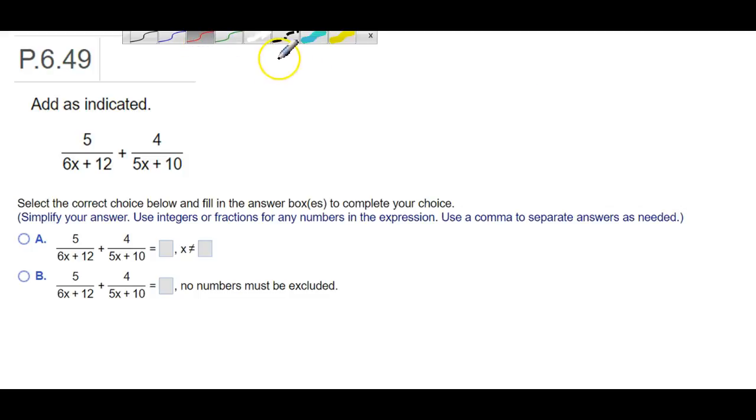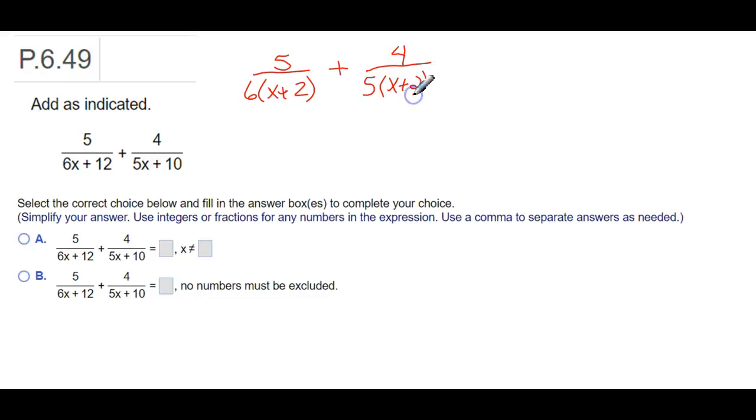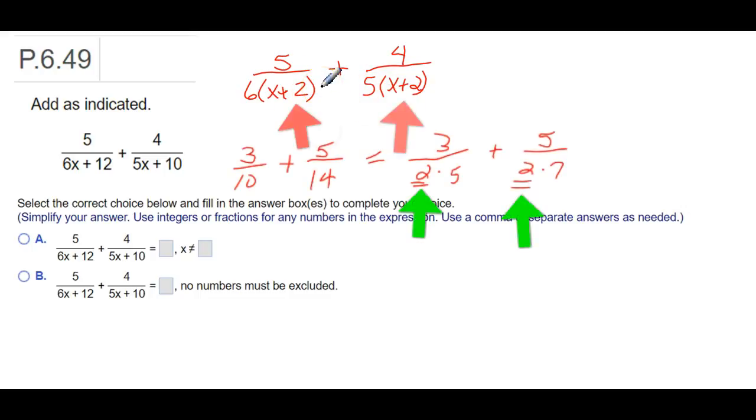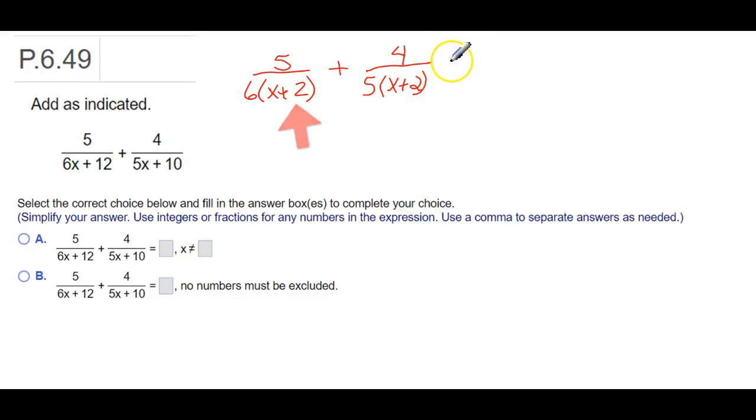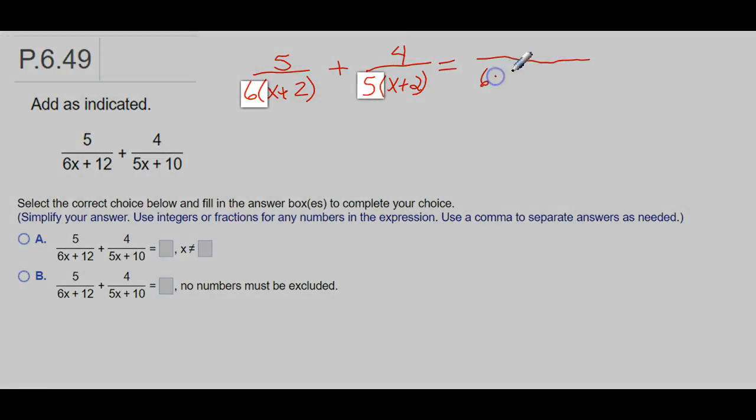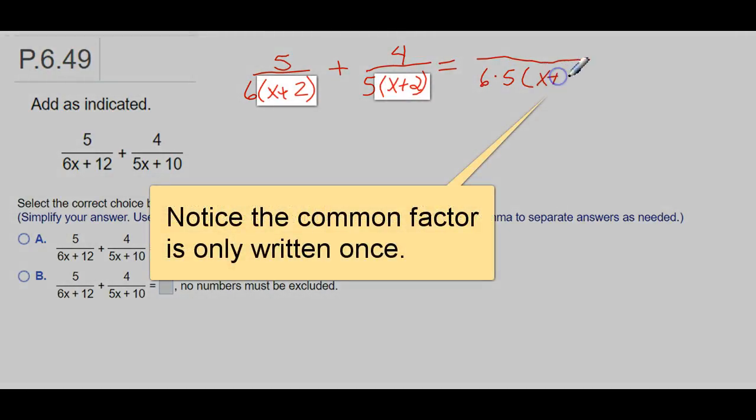The first thing I'm going to do is factor those denominators. 5 over, there's a common 6 right here, so I can pull the 6 out, and I'm left with x plus 2. And then here I can pull a 5 out, and I'm left with, again, x plus 2. So in this case, x plus 2 is the common factor. Just like in the last example, 2 was the common factor. This time x plus 2 is the common factor. So that means my LCD is going to be 6, 5, the two things that are different, but then the x plus 2 just a single time.